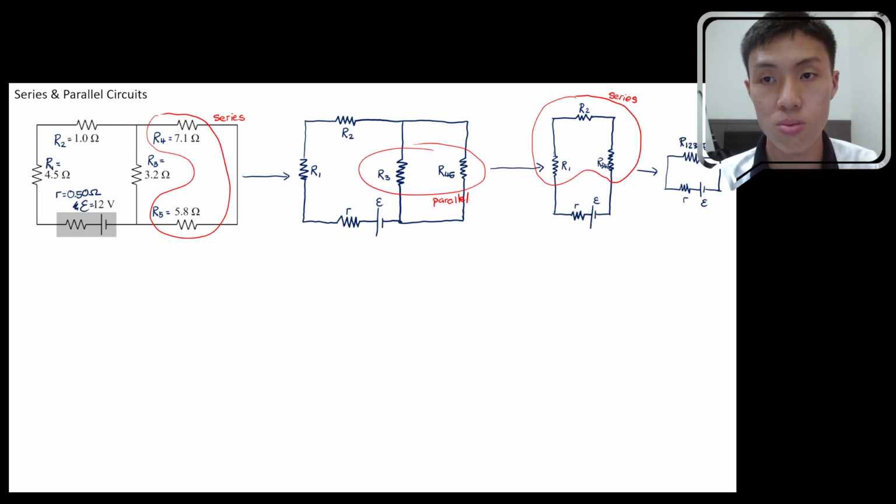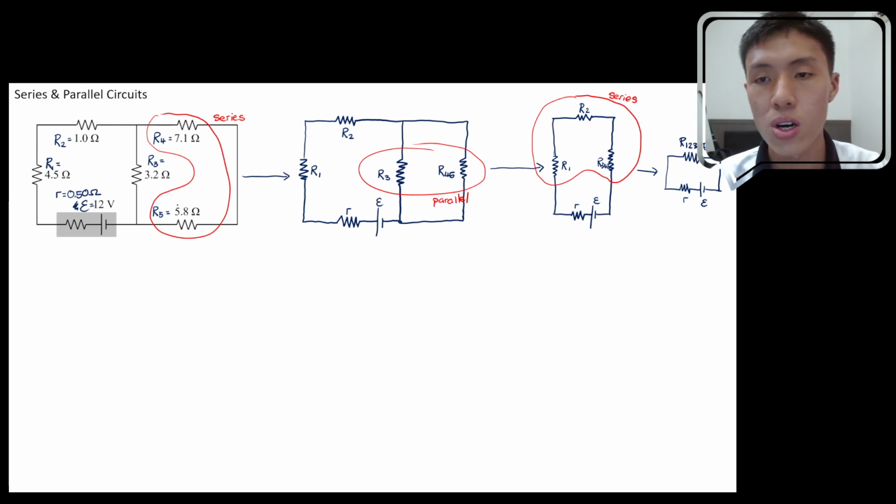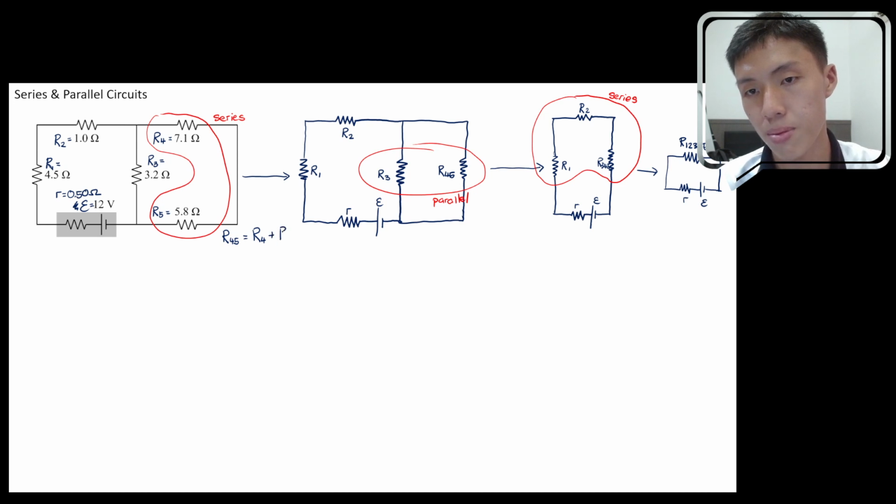So now we can perform our calculation. If it's in series, you have to just add them up. If it's in parallel, we have to do 1 over 1 over. You have to reciprocal your resistance value. Okay, so let's start with R45 first. R45 is just a combination of R4 and R5 in series. So series, you are going to just add them up. So R4 is 7.1, R5 is 5.8. So if you add them up, you get 12.9.